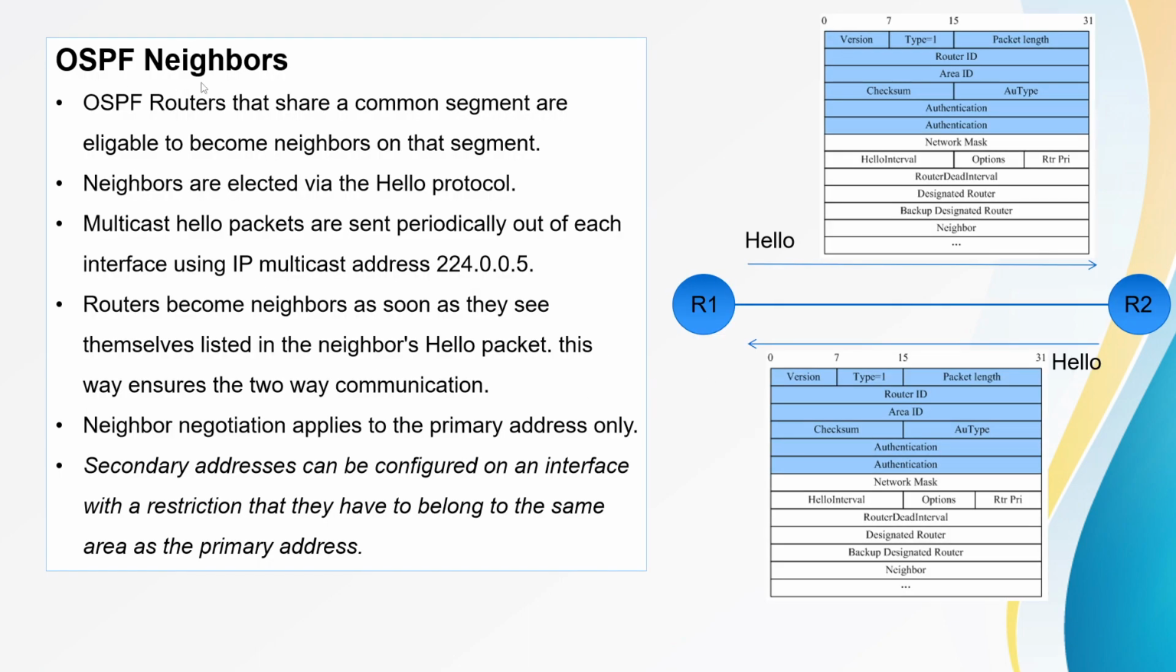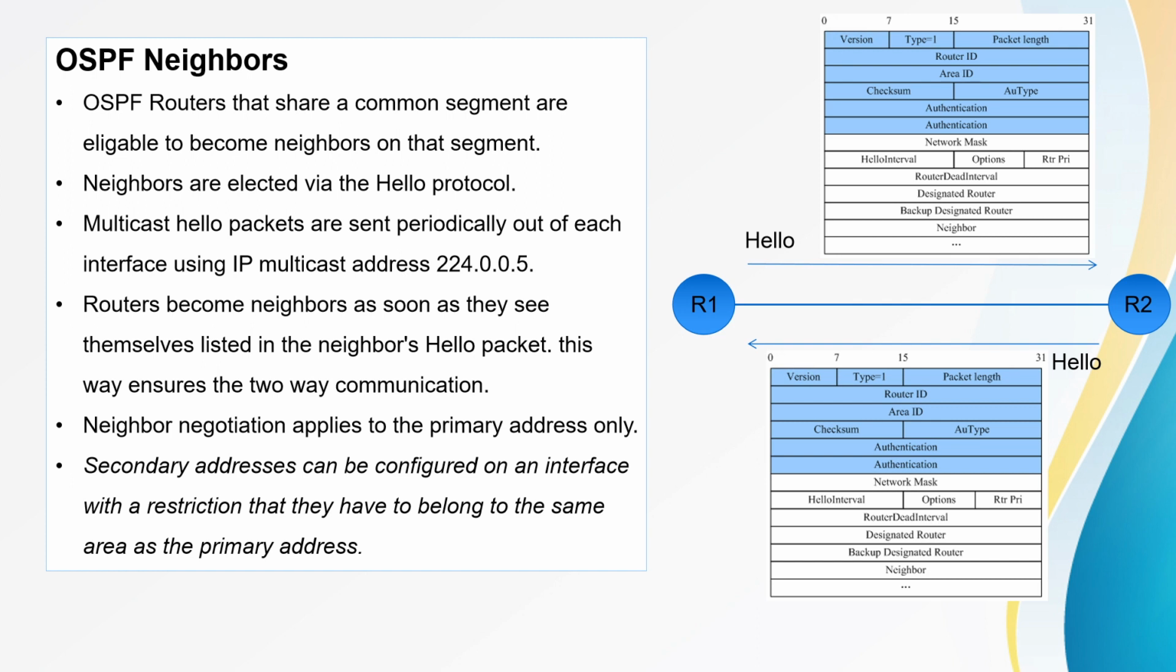Let's talk about the OSPF neighbor first. OSPF routers that share a common segment are eligible to become neighbors on that segment. Neighbors are elected via the Hello protocol. Multicast Hello packets are sent periodically out of each interface using a multicast IP address 224.0.0.5. Routers become neighbors as soon as they see themselves listed in the neighbor's Hello packet. This ensures two-way communication.